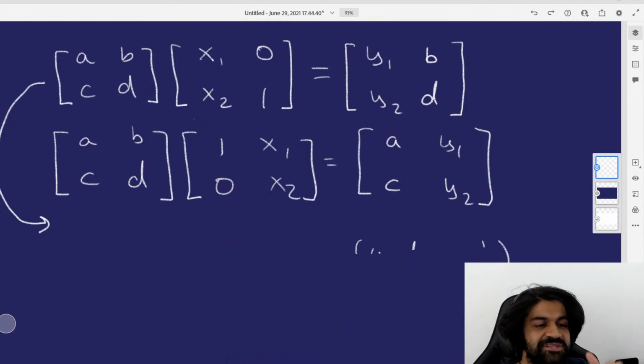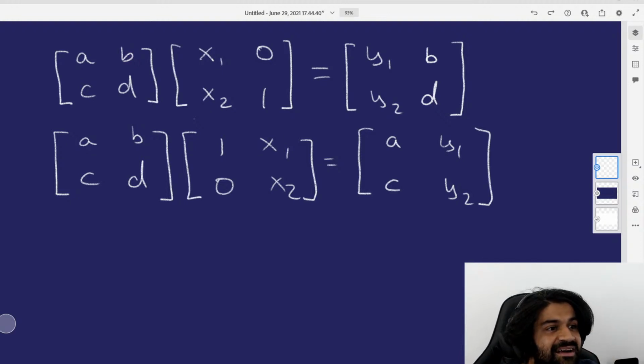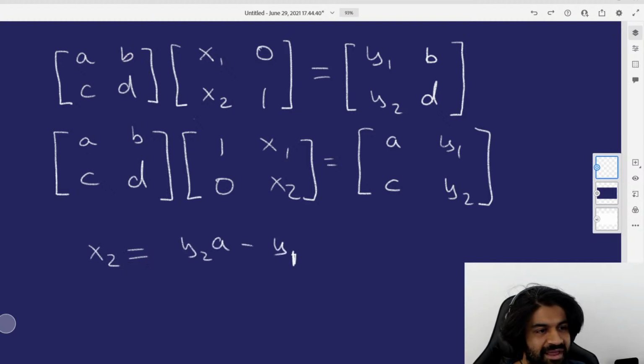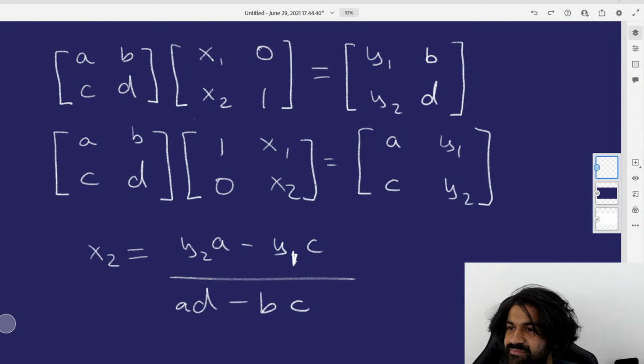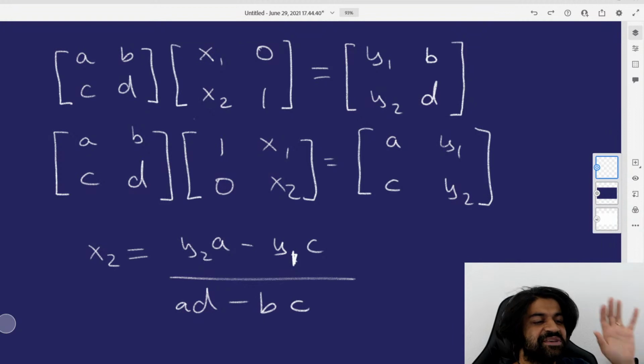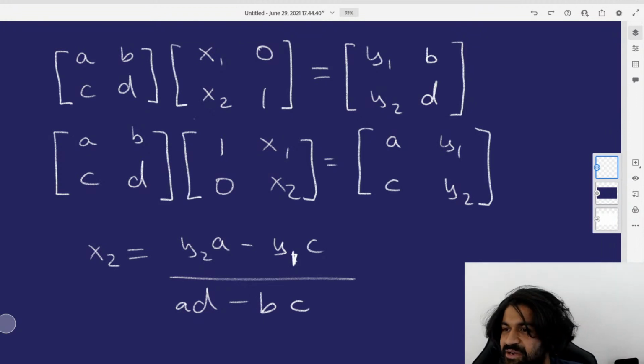And you can do the same thing with the second one too. It's pretty simple. Once again, we're relying on the fact, and we talked about this last time, we gave kind of an abstract proof of this, that the determinant of the product is the product of the determinants. Basically it's the same situation here. For the second equation, we'll get that x2 is equal to y2a minus y1c over ad minus bc. Lovely. So in any case, this is what x2 is. This is what x1 is.